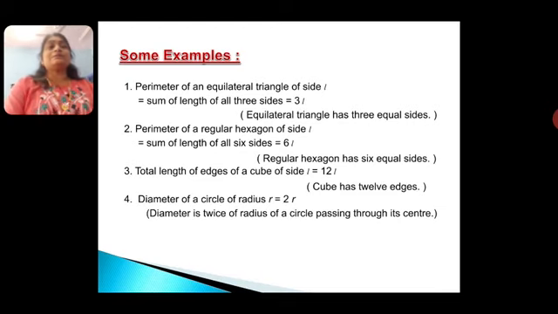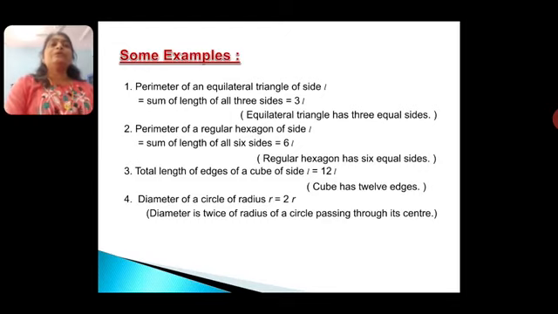Now some examples. First, we want to find the perimeter of an equilateral triangle of side L. Students, we know that an equilateral triangle has three equal sides. Therefore, the perimeter of an equilateral triangle equals the sum of all three sides, that means 3L, where L is a variable. Next, the perimeter of a regular hexagon of side L. We know that a regular hexagon has 6 equal sides, therefore the perimeter of a regular hexagon equals the sum of the lengths of all 6 sides, which equals 6L.